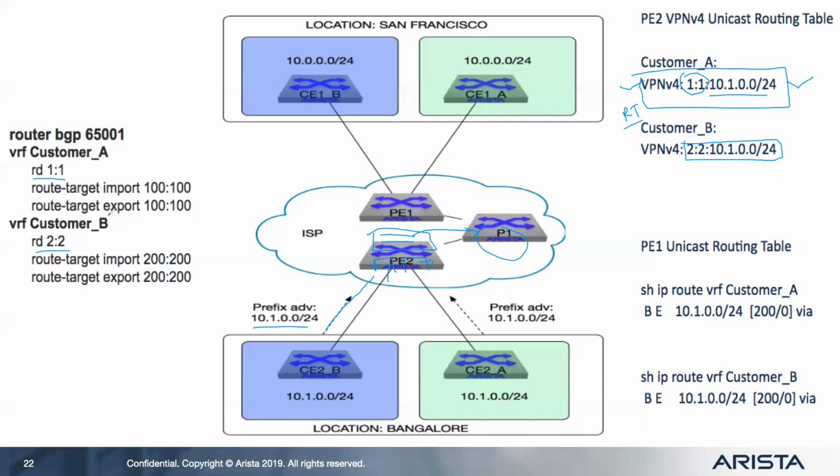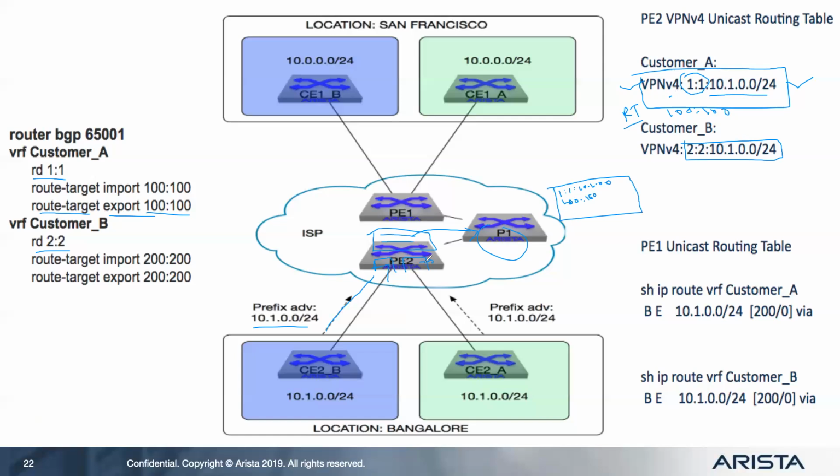We will check what route target I have to add for customer A. It is here in the configuration, route target export. We are exporting this route, right? So export is 100:100, so I will add 100:100. Now when this route is received on the P devices, it will have two pieces of information. One is the VPNv4 route, which is RD plus prefix, 10.1.0.0, and it will also have the route target associated with it.